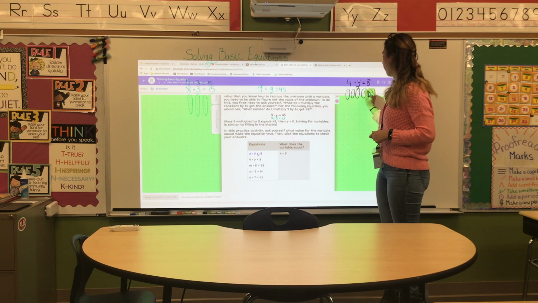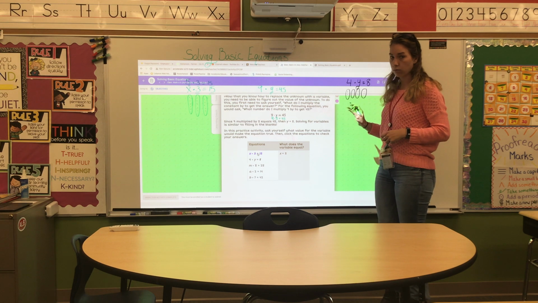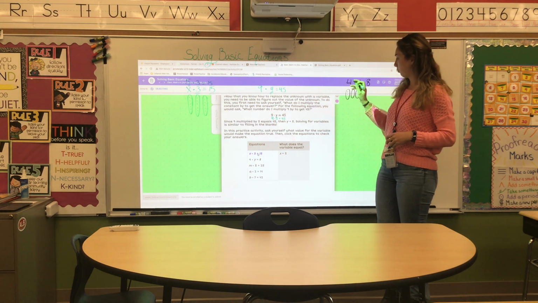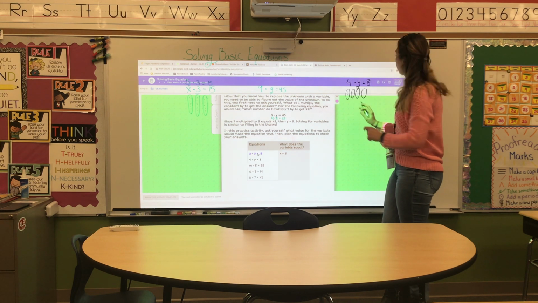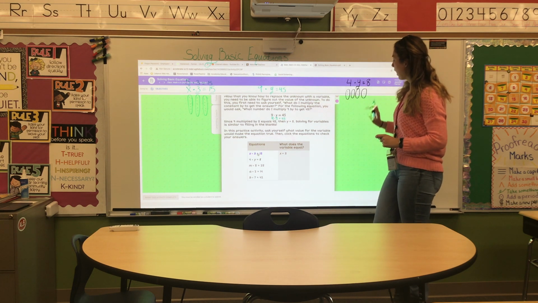1 group, 2 groups, 3 groups, 4 groups, total is 8. 1, 2, 3, 4. 1 in each group. You have to do 1 in each group before you go to the next row. Alright? You can't put 4 in one group. You're going to get off. Alright? 1 in each group.